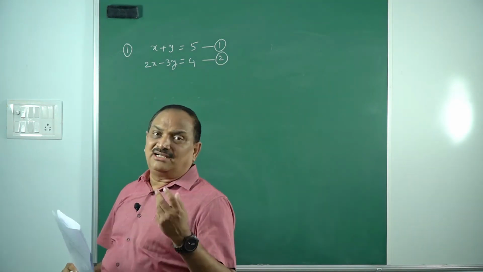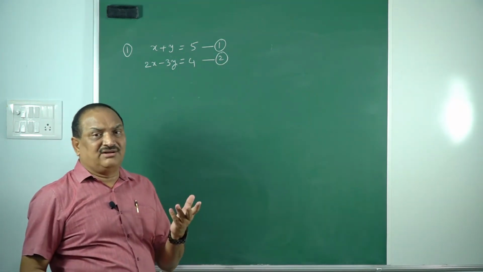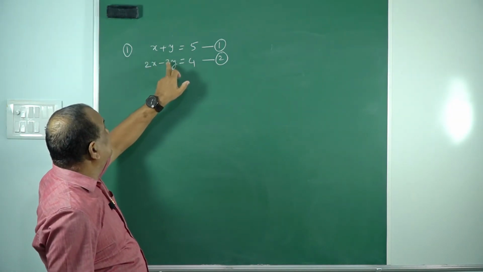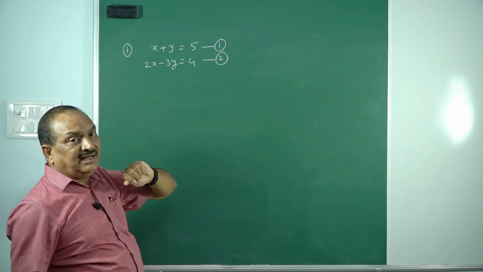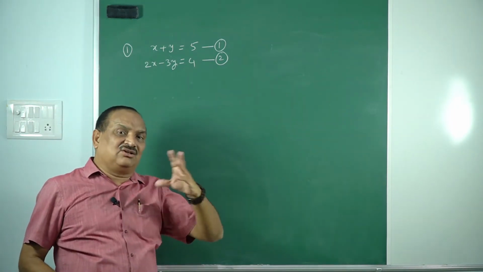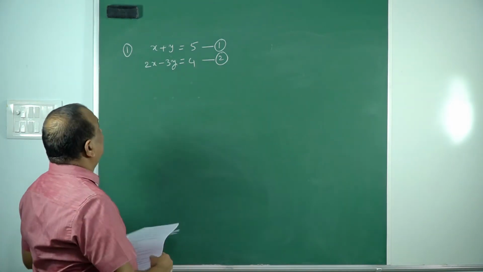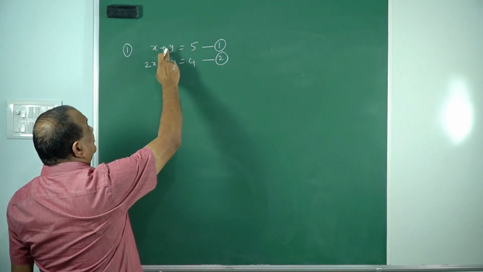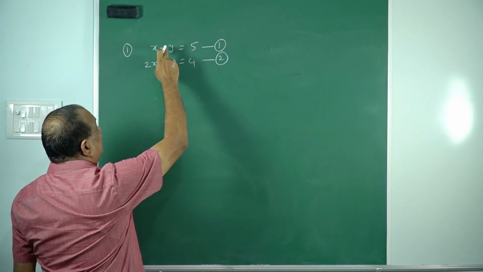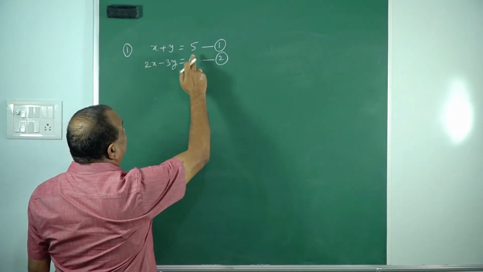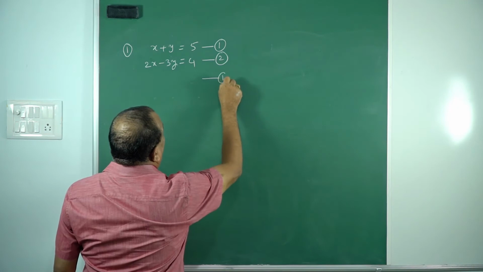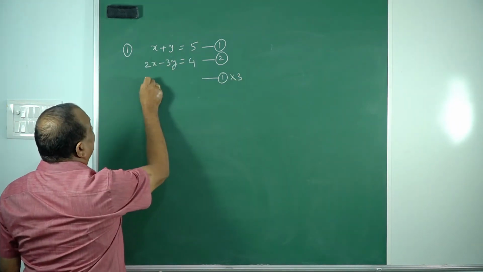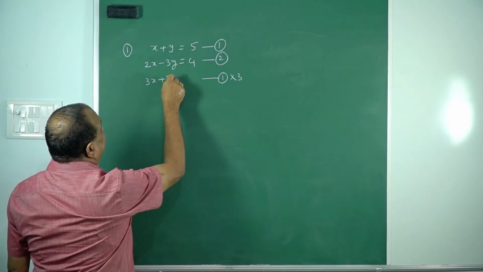You can't do either addition or subtraction in this condition because the coefficients are different. This is 1, this is minus 3, this is 1, this is 2. We need to equate the coefficients of either x or y. There is no problem. If this is minus 3y, I can get 3y here. So what should I do then? If I want 3 here, I should multiply throughout by 3. So the first equation is multiplied throughout by 3, and that gives me 3x plus 3y.